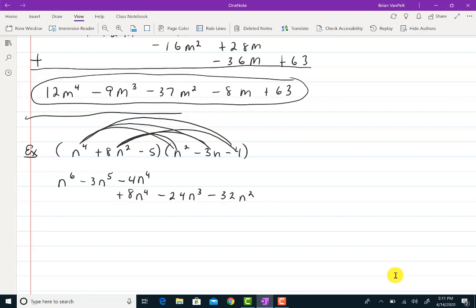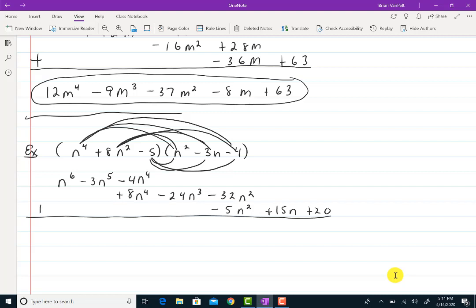And now let me start doing these, sort of like inner terms, if you will. Negative 5 times n squared gives me negative 5n squared. The next one gives me positive 15n. And then finally this last piece here gives me plus 20.